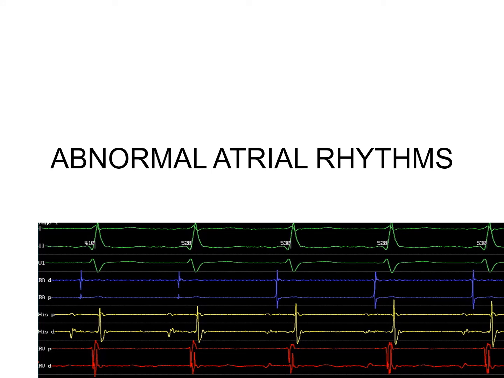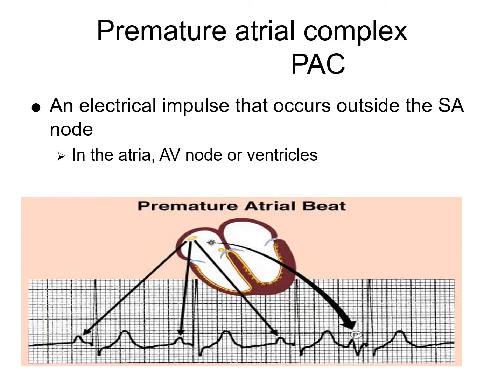All right, moving on to abnormal atrial rhythms. One of the first ones we're going to talk about is a PAC, a premature atrial complex.